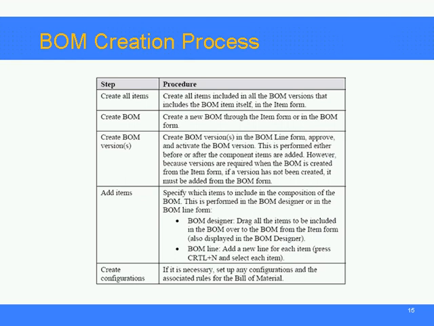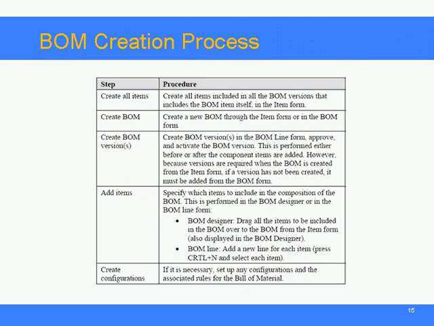So for BOM creation, follow these steps: create all items, create BOM version, add items, create configuration. So first of all, create all items. Create all items included in all the BOM versions. That includes the BOM item itself in the item form. Create a new BOM, through the item form or in the BOM form. Create BOM versions in the BOM line form. Approve and activate the BOM version.